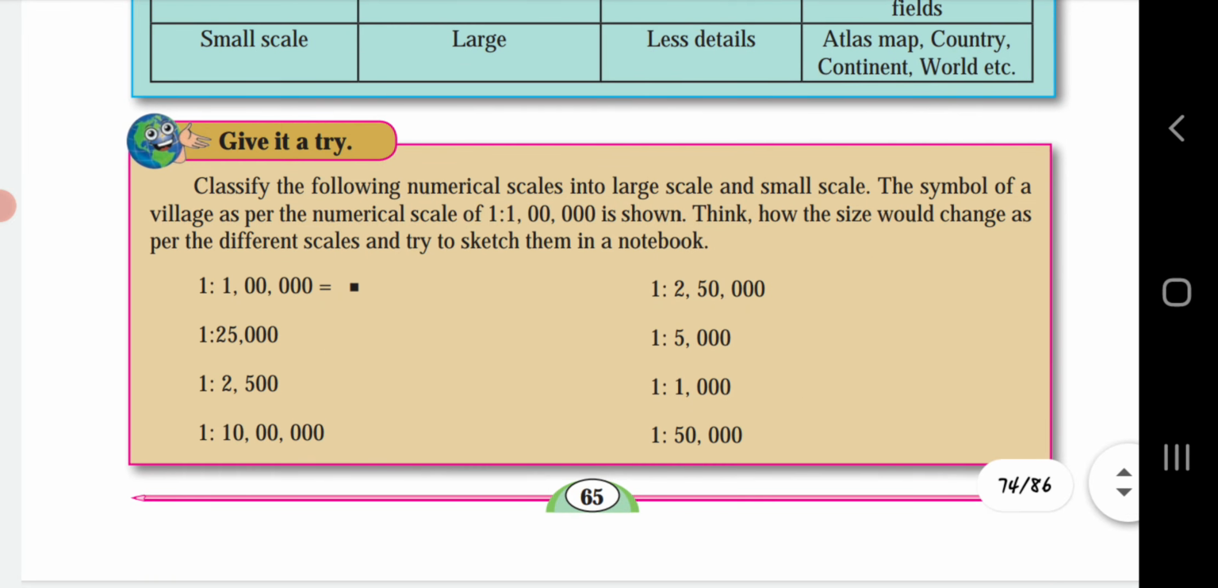Give it a try. Classify the following numerical scales into large scale and small scale. The symbols of a village as per the numerical scale of 1:1 lakh is shown. Think how the size would change as per the different scales and try to sketch them in a notebook.